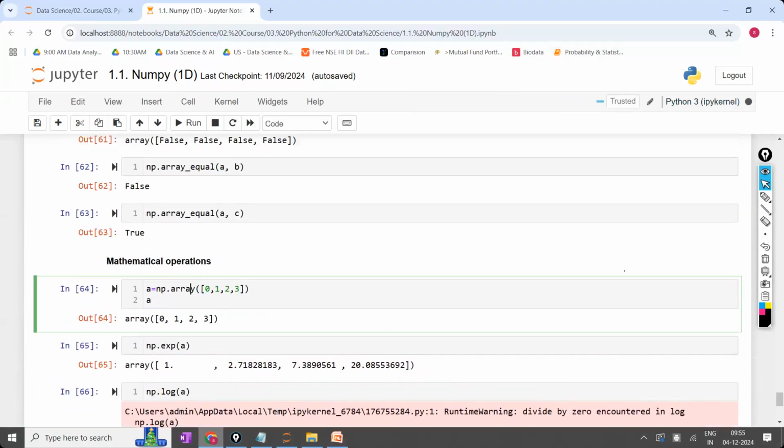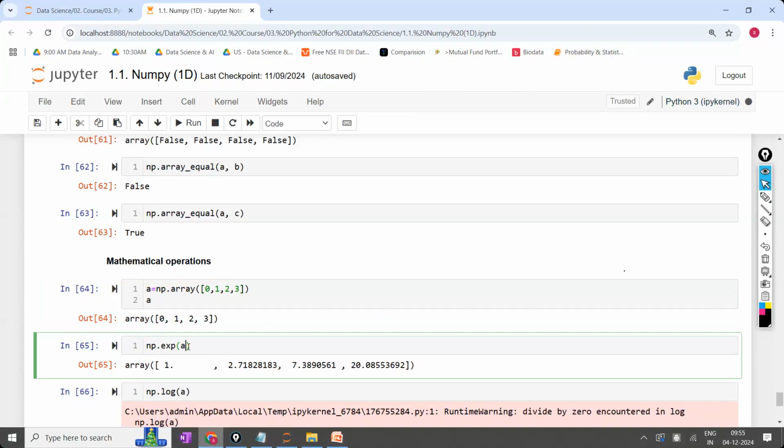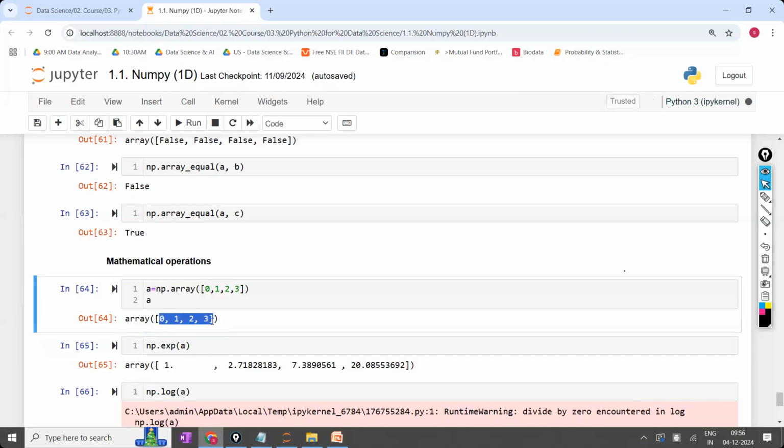Here, A is equal to a NumPy array of 0, 1, 2, 3. np.exp of A. What is np.exp of A? Exponent. How did you get 1 here? E power 0. For every value you are applying e power: e power 0, e power 1, e power 2, e power 3. Here 0, 1, 2, 3 are there, so e power 0 we have applied. For example, if 1.5 is there, then e power 1.5 will automatically be applied. E to the power of.